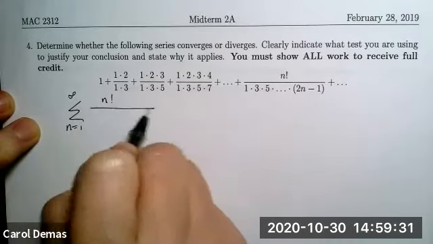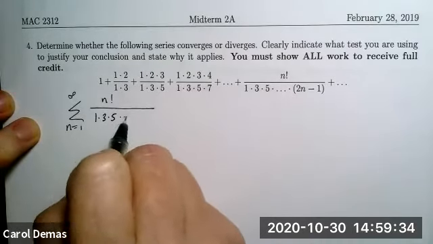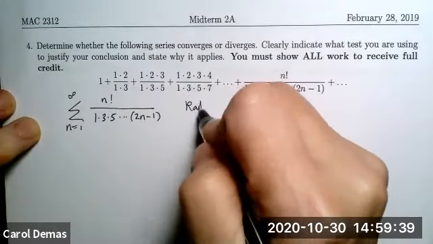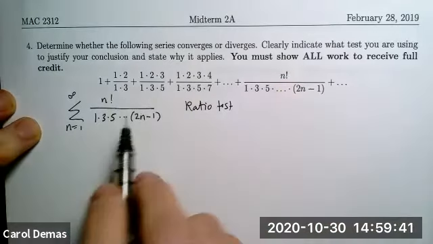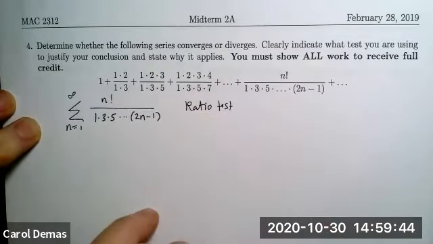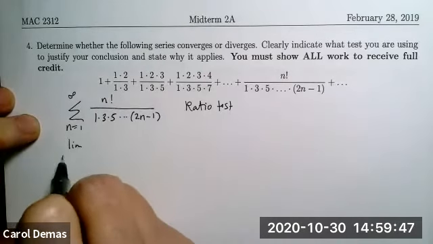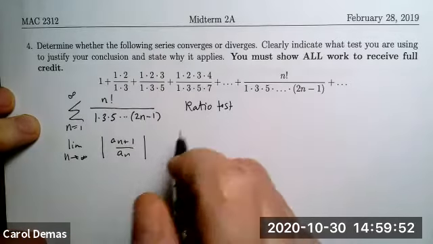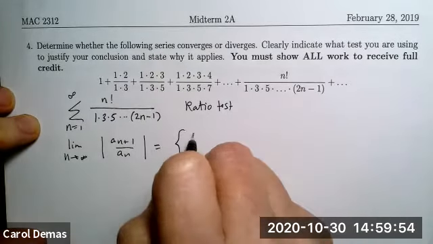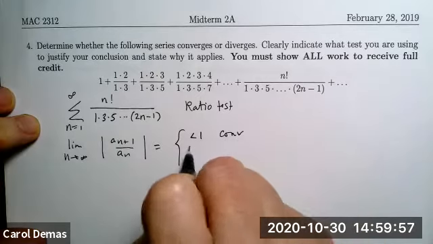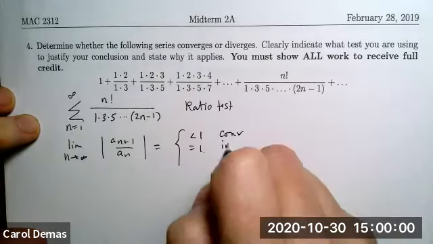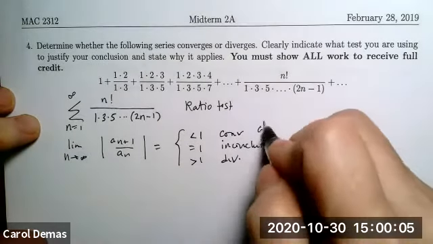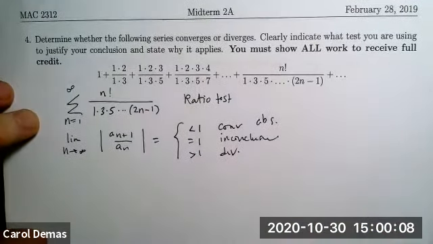And that'll be n factorial over 1 times 3 times 5, all the way up to 2n minus 1. And we're going to do the ratio test. If you see factorials or these running products, you do the ratio test. So we're going to take the limit as n goes to infinity of the n plus 1th term over the nth term. And if that's less than 1, we converge, equal to 1, inconclusive, and greater than 1, diverge. And that's absolute convergence if we're less than 1.